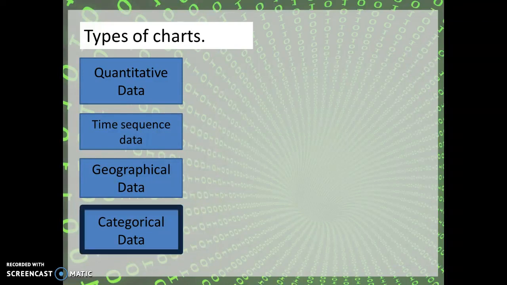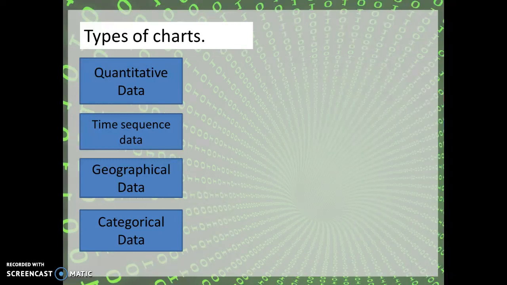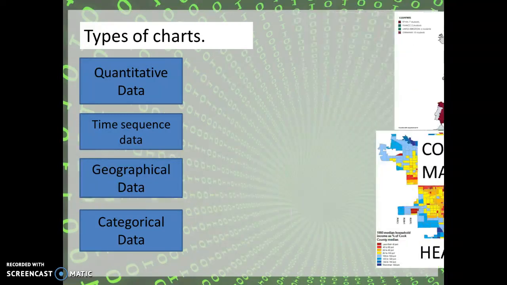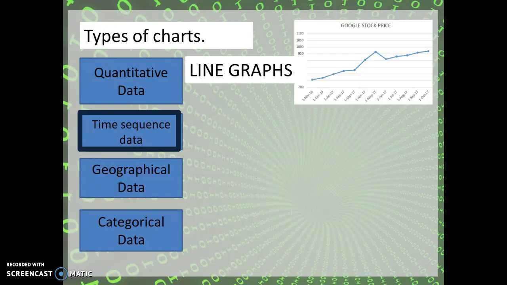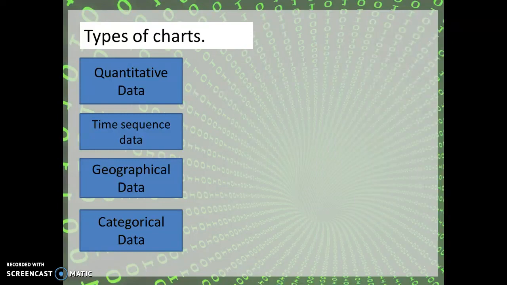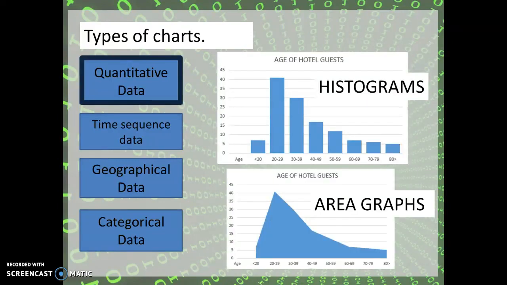One more time, let's review that. Categorical data: we've got pie charts, bar charts, and icon charts. Geographical data: we have your colored maps, and we have your heat maps. Time sequence data: we're going to look for line graphs, dot plots, and bar graphs. Last one, the quantitative data: we have our histograms, and we have area graphs.